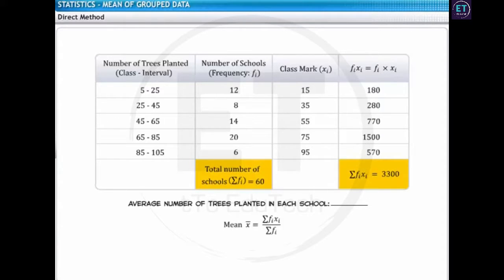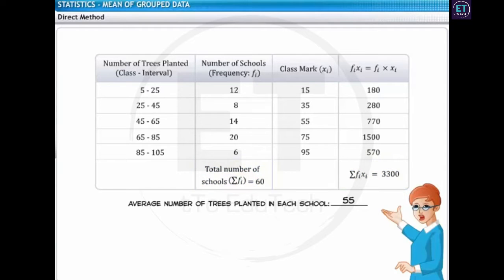The mean x-bar of this grouped data is equal to the sum of the products of the frequencies and the class marks for all the class intervals divided by the sum of all the frequencies. On calculation, we get the mean of the given grouped data as 55. Thus, the average number of trees planted in each school is 55. We arrived at this result by calculating the mean of the given data using the direct method.